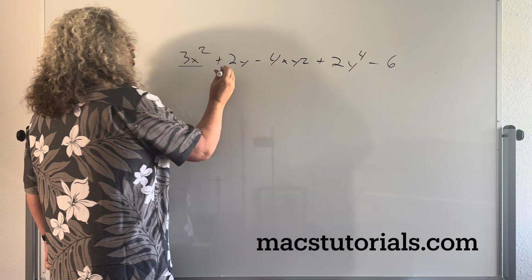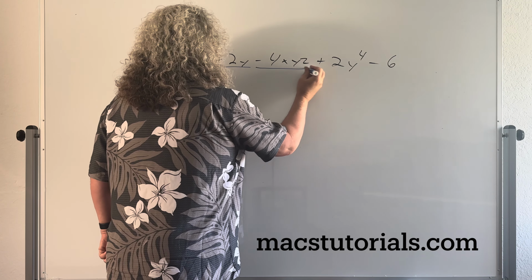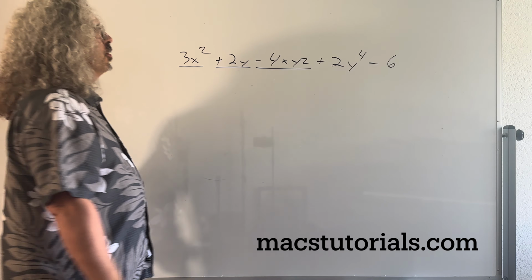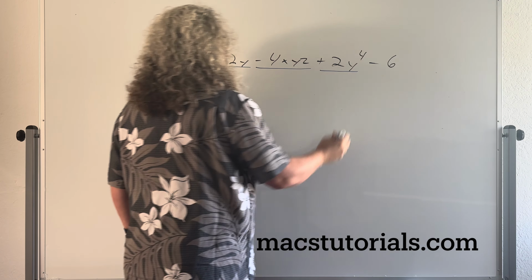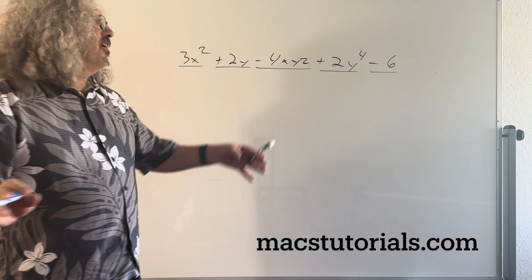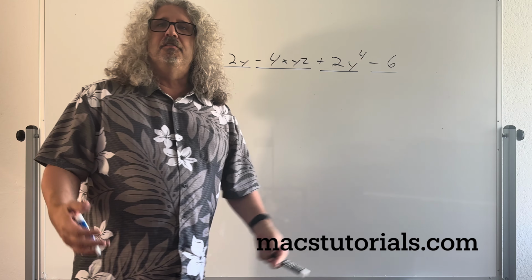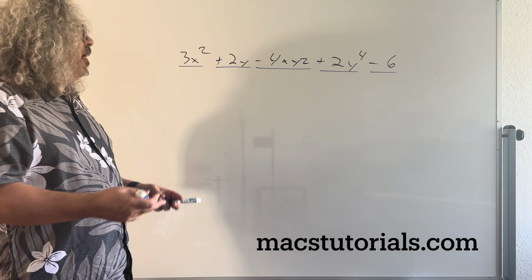3x squared is a term. Positive 2y is a term. Negative 4xyz is a term. Plus 2y to the fourth is a term. A number, no letter, no variable at all, that's a term. So this has 1, 2, 3, 4, 5 different terms. Okay, so that's all a term is.